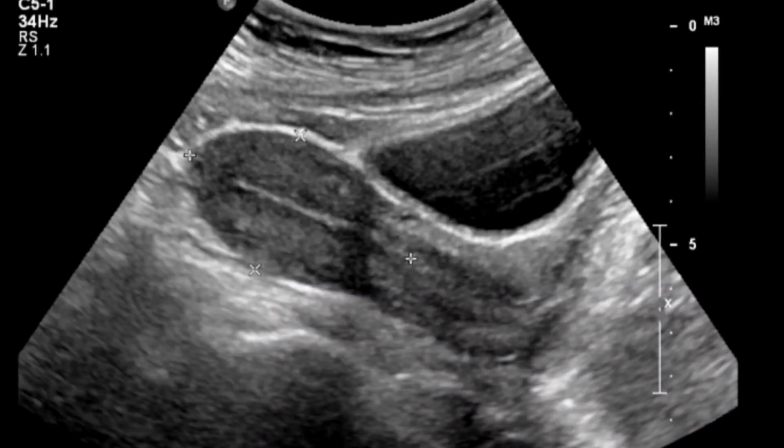So here is the longitudinal image of the pelvis. This is the point from where the sound waves are entering the body. These are the abdominal wall musculature, and behind this, this black colored structure is the urinary bladder. We know that fluid appears black on the ultrasound, and this is the urine within the bladder which is appearing black. Behind this is the uterus.